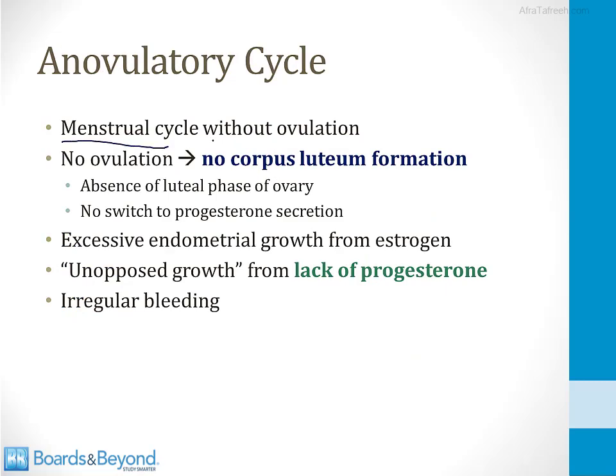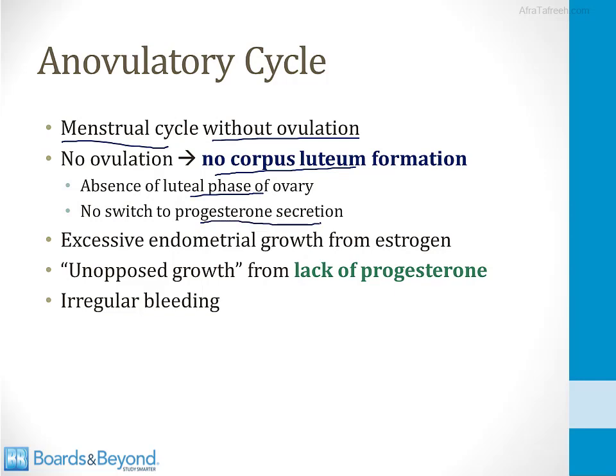This is a menstrual cycle without ovulation, and when there's no ovulation, there's no corpus luteum formation. Remember, the corpus luteum is a temporary endocrine structure that forms each menstrual cycle, and its job is to secrete progesterone. So when there's no ovulation and no corpus luteum formation, this means there will be no luteal phase of the ovary and no switch in the ovary from estrogen to progesterone secretion.